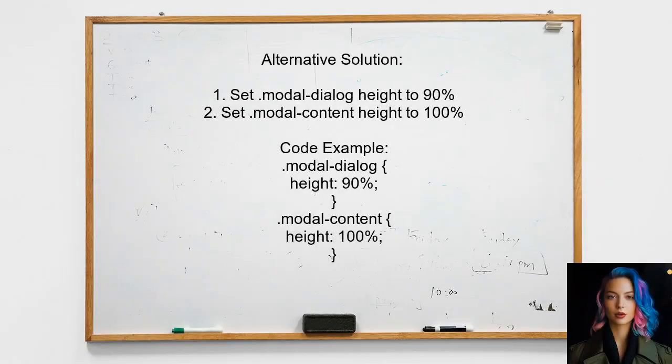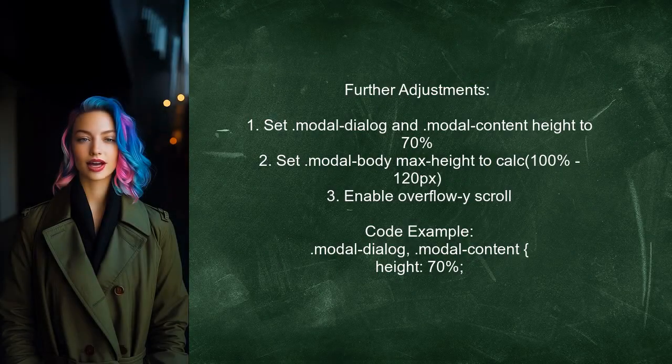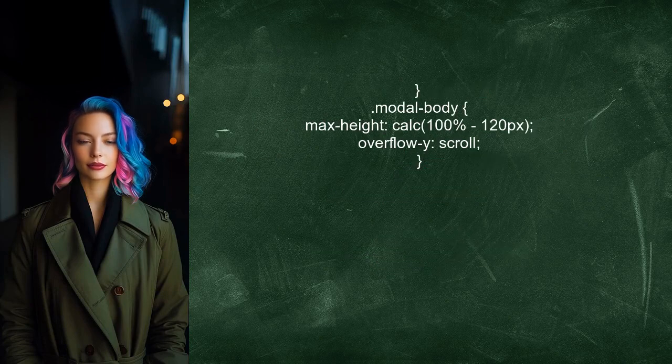An alternative solution from another user suggests adjusting the modal height in Bootstrap 5. They recommend setting the modal dialog height to 90% and the modal content height to 100%. Additionally, they propose setting both the modal dialog and content heights to 70%. For the modal body, they recommend a maximum height of 100% minus 120 pixels, with overflow set to scroll.